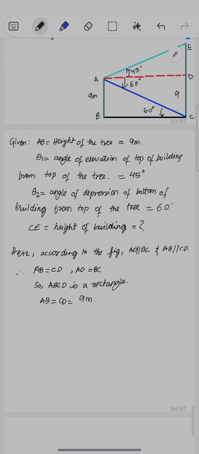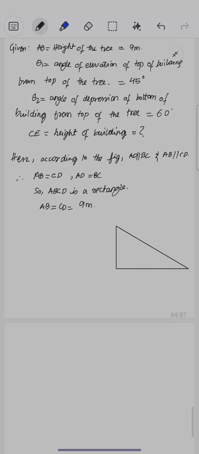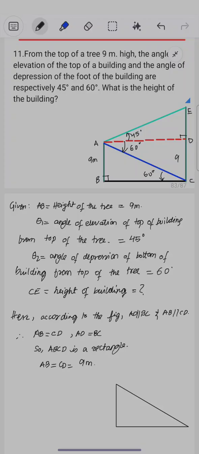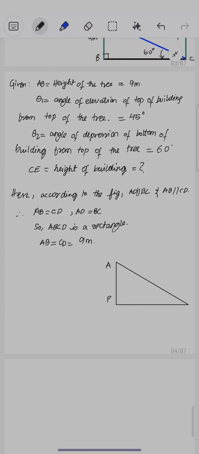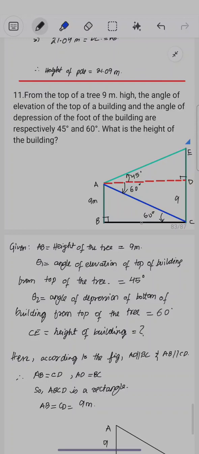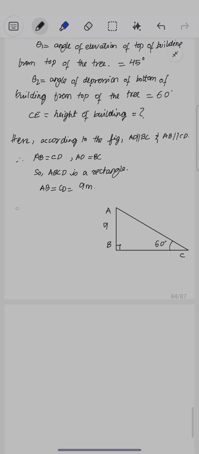Now look at triangle ABC. Triangle ABC is 90 degrees at B, AB is 9 meters, and the angle is 60 degrees. Now BC, hold on, BC is equal to AD, which is also the base of DE. Now in right triangle ABC, the side is the perpendicular and the other is the base. So tan 60 is what?